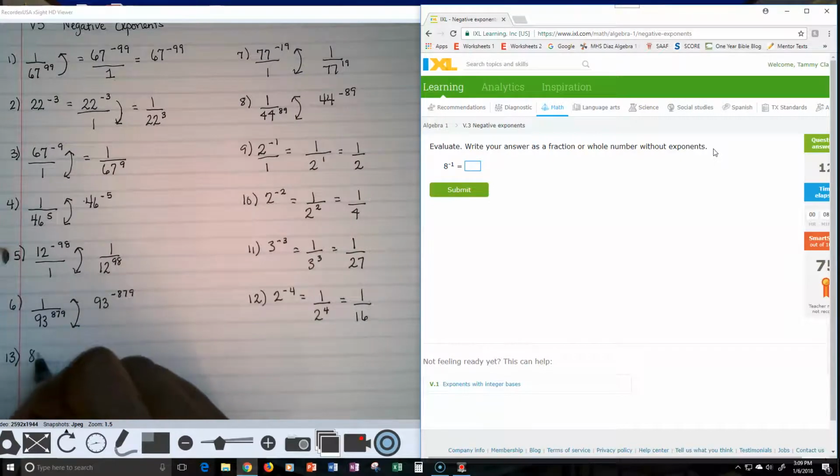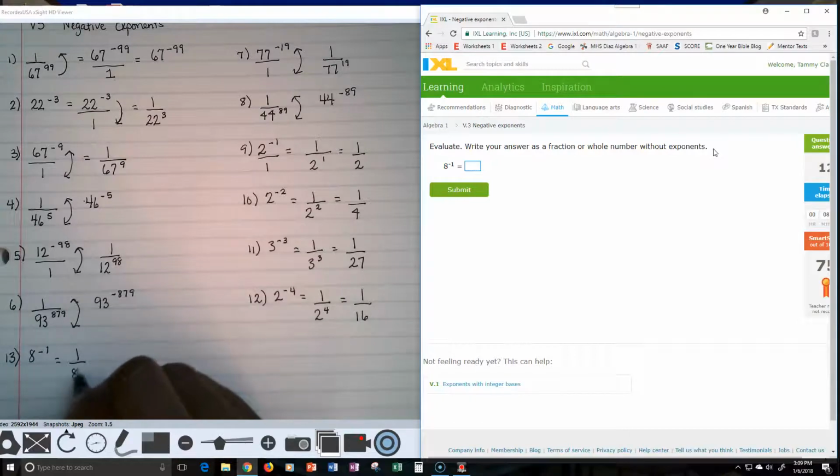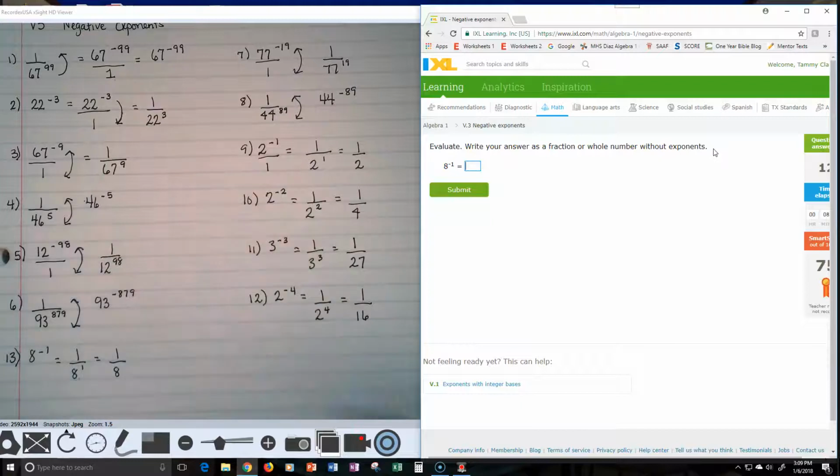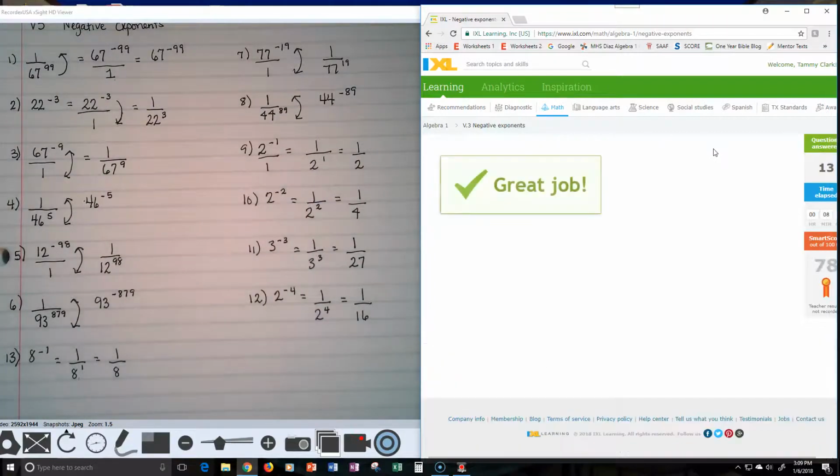Thirteen is 8 to the negative 1. We flip that over, it becomes 1 over 8 to the 1st power. Evaluate that. 8 to the 1st power is simply 8, so we have 1 over 8.